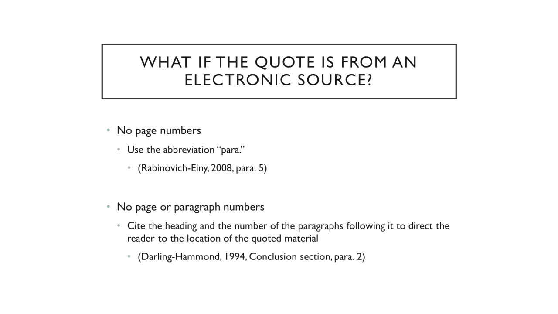What if there's no page or paragraph numbers? Well, then you cite the heading and the number of the paragraph that follows the heading to direct the reader to the location of the quoted material. So, Darling-Hammond, 1994, the conclusion section, paragraph 2. So you do the best you can.